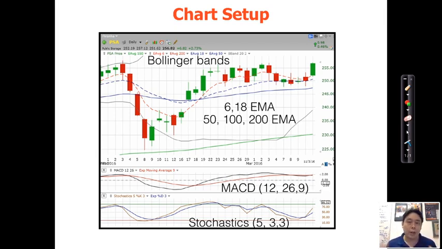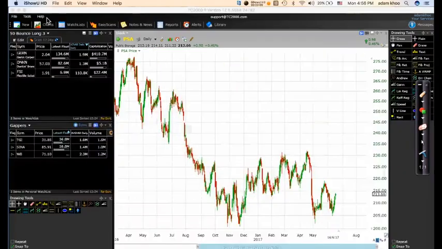So for the charts, we are going to put in the following indicators. First of all, the 6 and 18 exponential moving average, the 50, 100, and 200 exponential moving average, Bollinger Bands, MACD 12, 26, and 9, and Stochastics 5, 3, 3. So let me show you how to set up the charts right now.